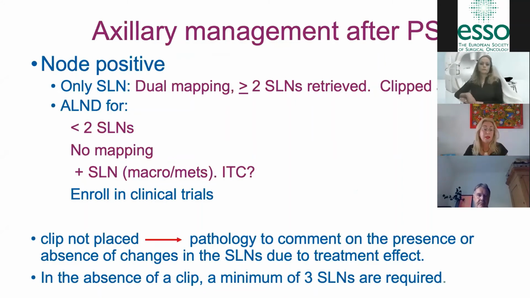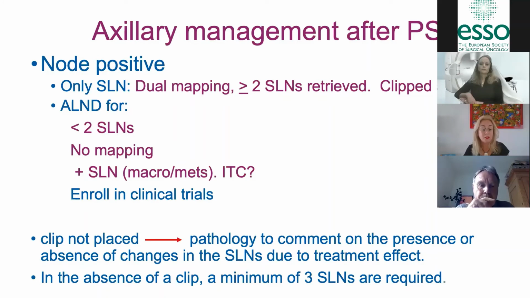If there is a clinically positive axilla, we use dual mapping. We retrieve more than 2 sentinel lymph nodes, or at least 2, and we also excise the clipped axillary node, and we do the axillary lymph node dissection if there is any positive sentinel node, if it doesn't map, or if we don't get at least 2 sentinel nodes.